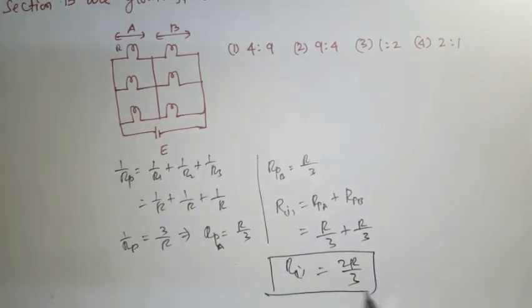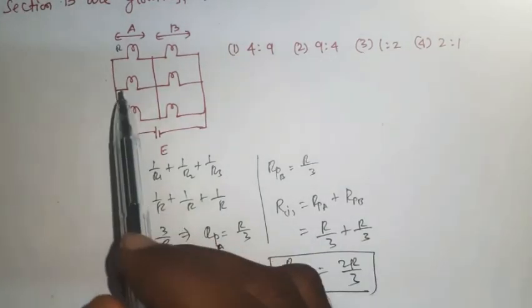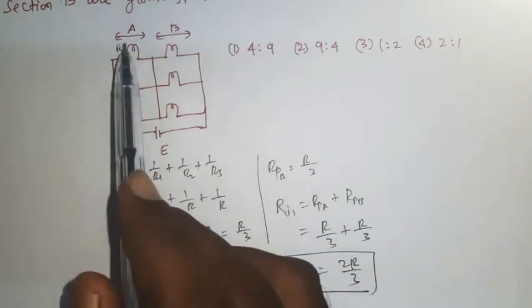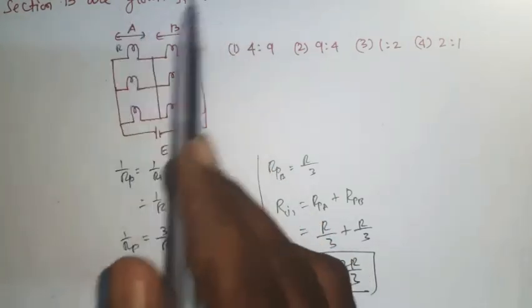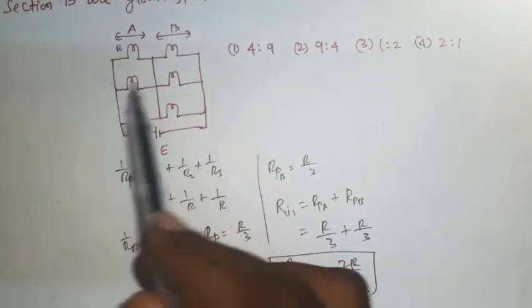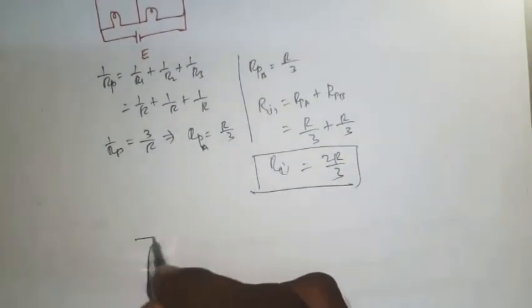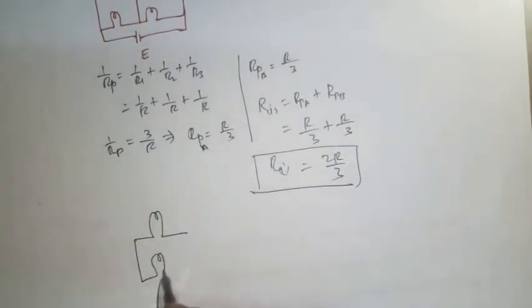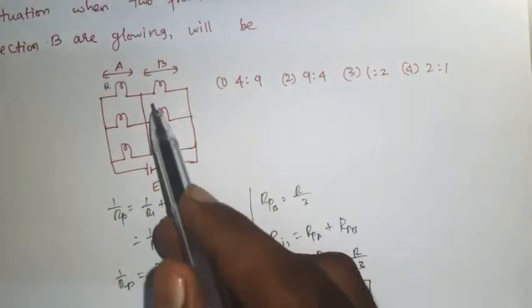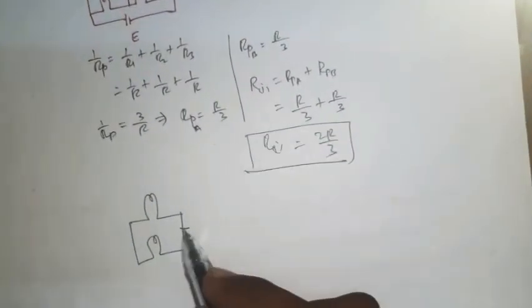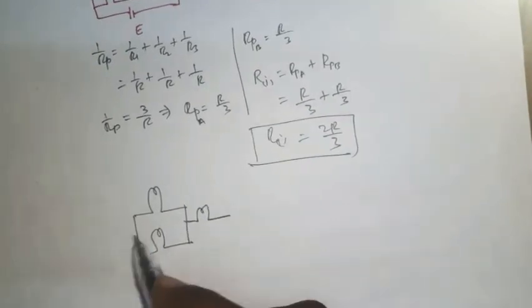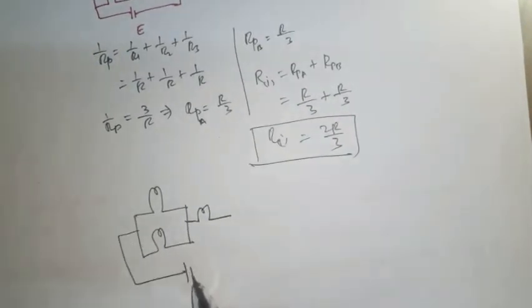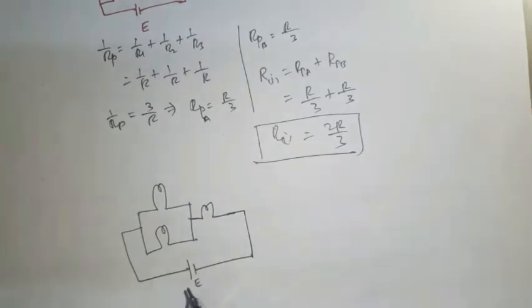Now the second situation. In the second situation, we take two bulbs from section A, so only two bulbs in section A. Next, one bulb from section B. Now it is connected to E, the DC voltage source.